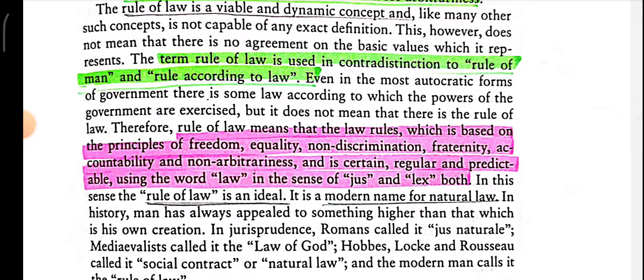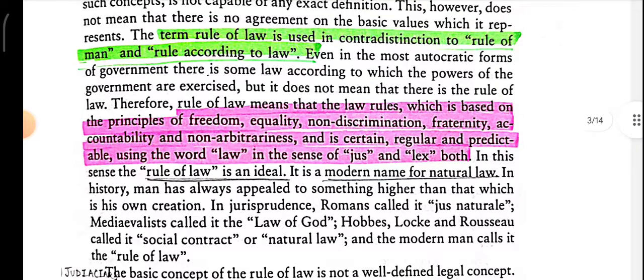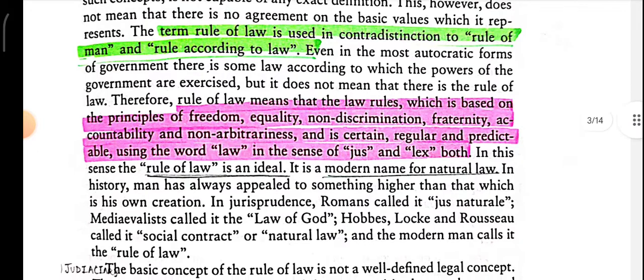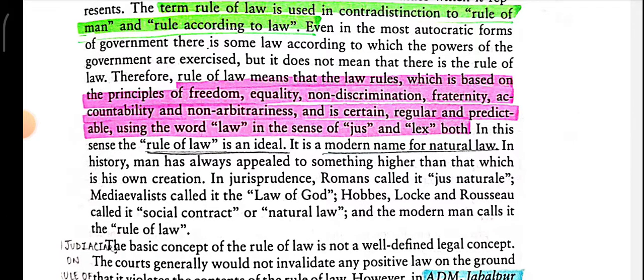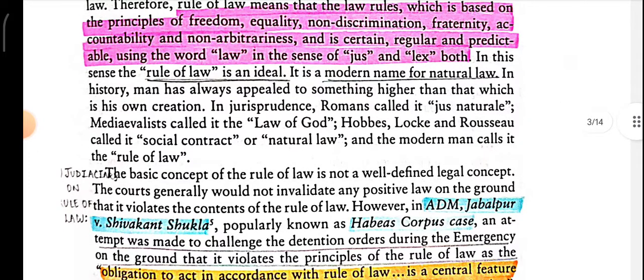In history, man has always appealed to something higher than his own creation. In jurisprudence, Romans called it jus naturale. Medievalists called it the law of God. Hobbes, Locke, and Rousseau called it social contract or natural law, and the modern man calls it rule of law. Okay, judicial view on rule of law.